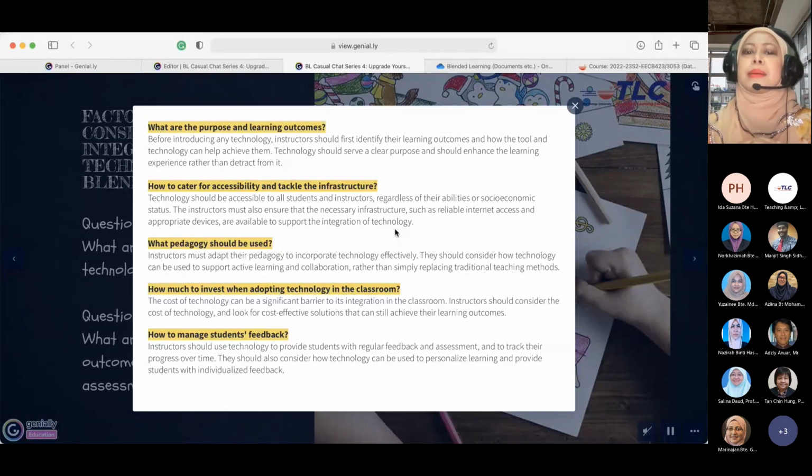Preferably, you might want to find something which is free of license. It's easy for the students as well, because when it comes to that, you're investing money. You need to do some subscription to the licensing. But rest assured that you should do something which you're comfortable with. And of course, how to cater for the accessibility and tackle the infrastructure.